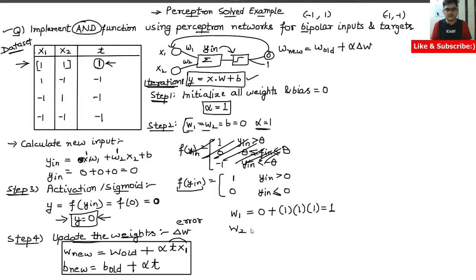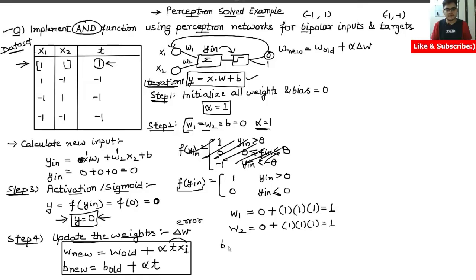Let's see what will happen to w2. We will also have to update w2. So previously it was also equal to 0 and the learning rate is equal to 1. Then t times x, basically t is 1, and for w2 we will use x2, right? For w2 we will use x2, so I will just write xi here, and basically x2 is 1 also. So now the weights have become 1 and 1.